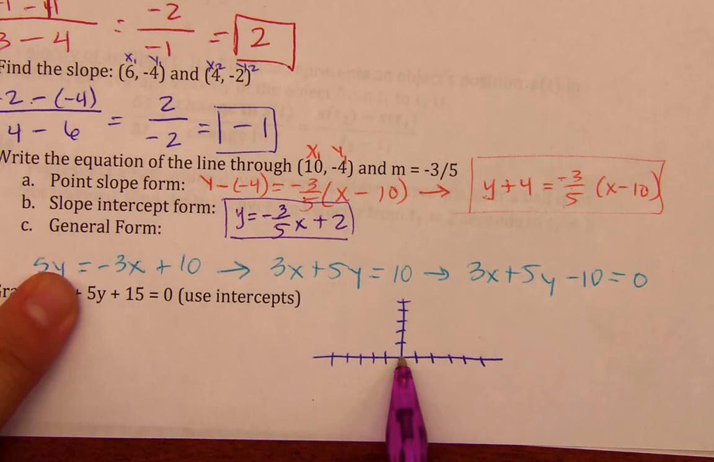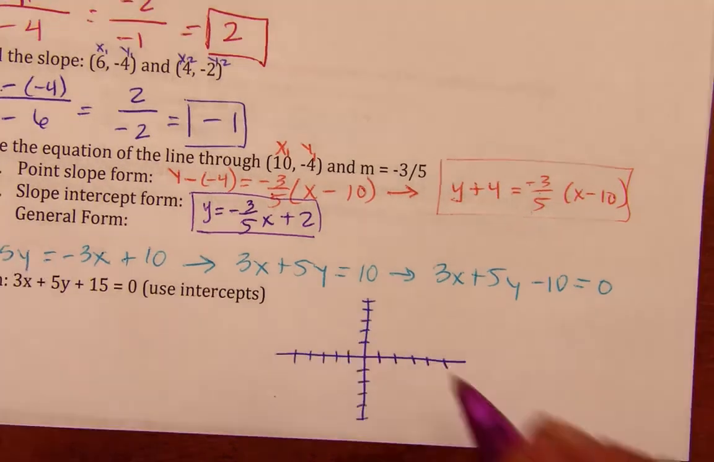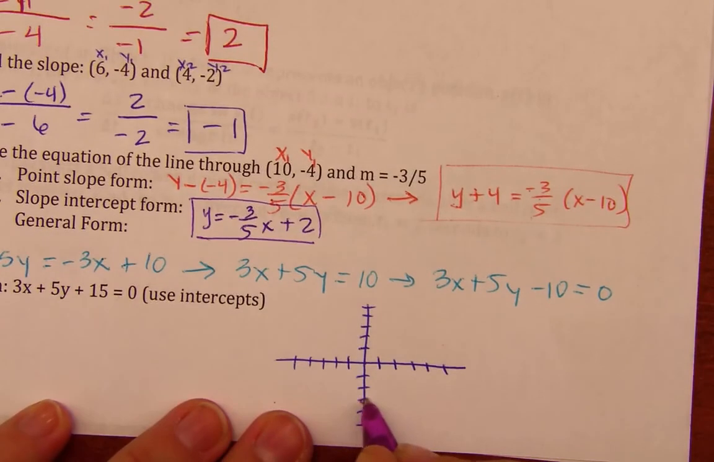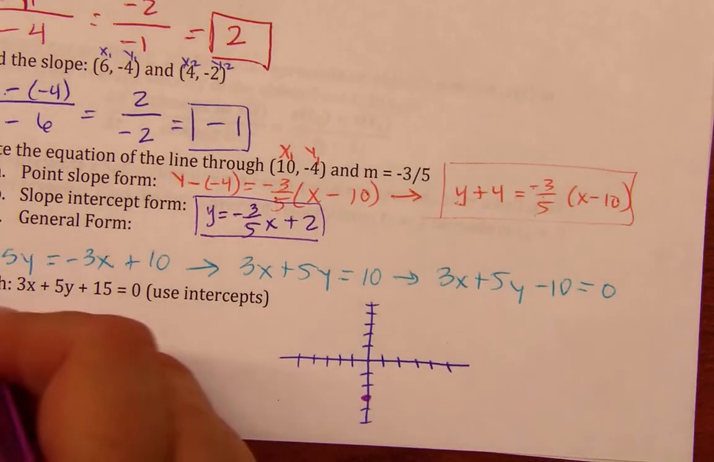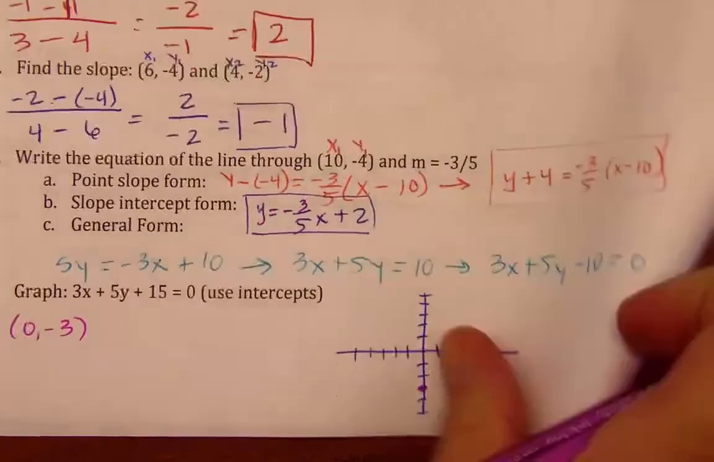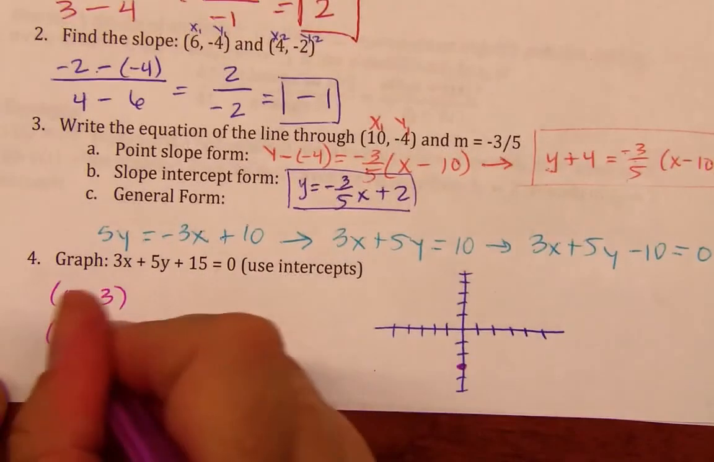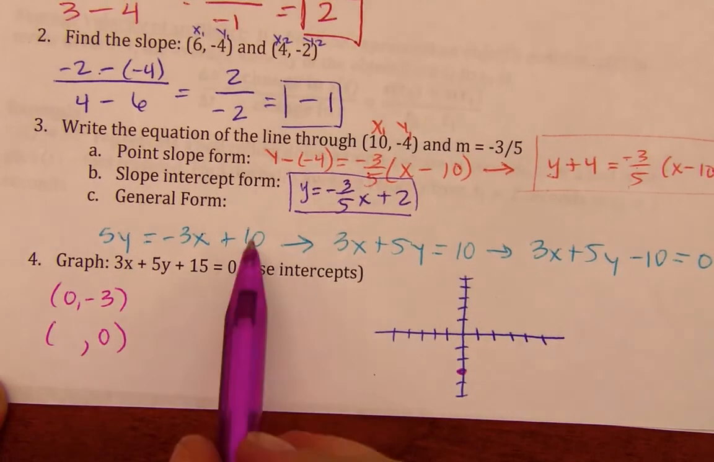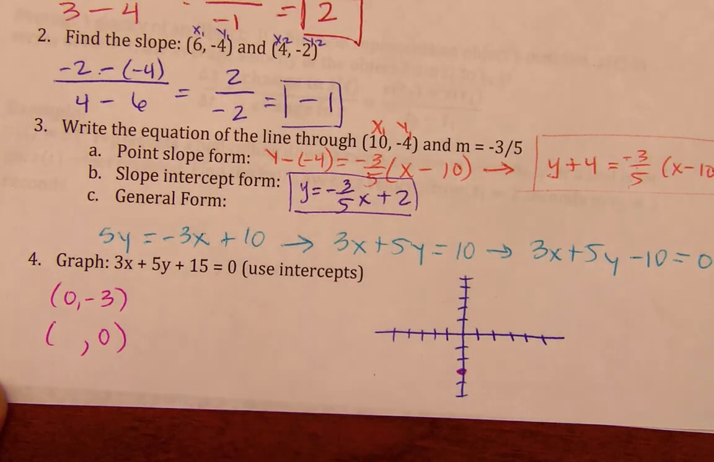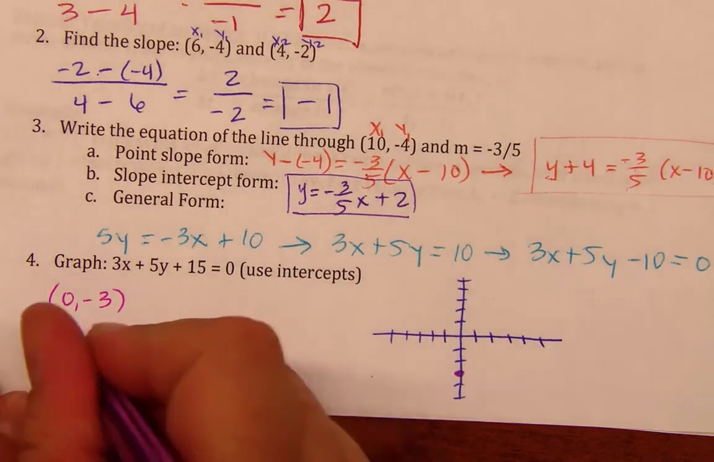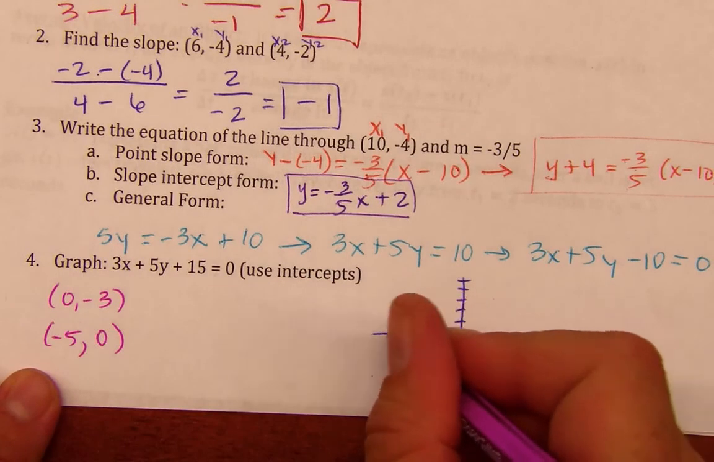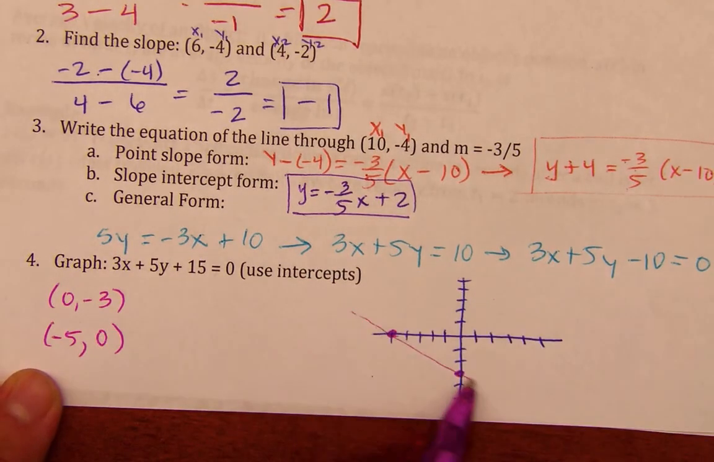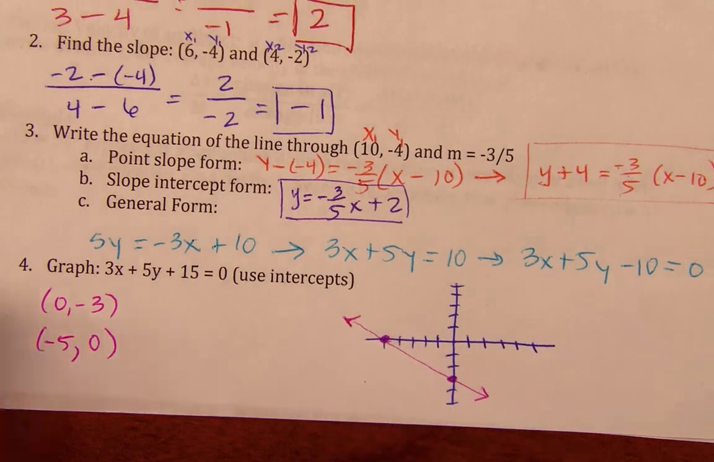Then I can just cover up that term and get rid of it. Subtracting 15 to the other side and divided by 5 is going to give me negative 3. So we had the point 0, negative 3. And then we can plug in 0 for y. And plugging in 0 for y, we can cover up the y term there. Subtracting 15 and dividing by 3 is going to give us negative 5. And that's our equation right there. And that's how we can graph using intercepts.